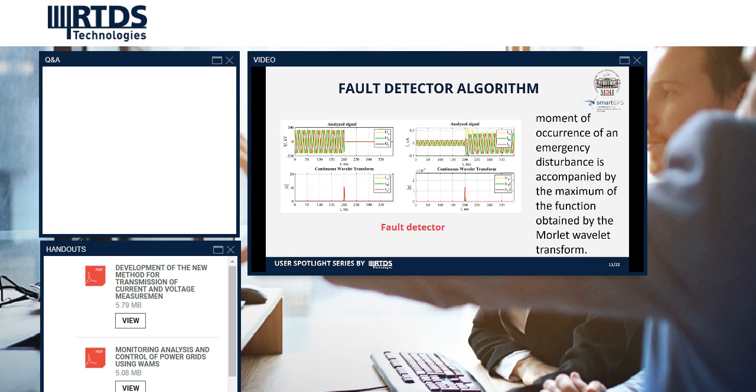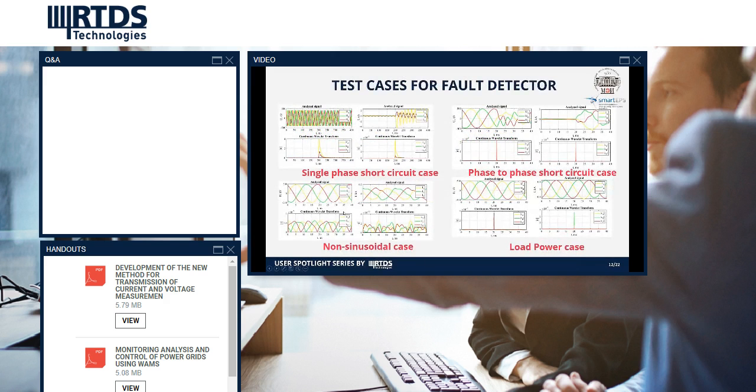To implement the proposed method in software, a wavelet transform is used, since it allows us to analyze the transient process and determine with a given accuracy the moment of fault. The application of the fault detector for various types of disturbances, short circuit, load power, and non-sinusoidal modes, was considered. To simulate the above-mentioned disturbances, the real-time digital simulator was used. It was found that the moment of occurrence of an emergency is accompanied by the maximum of the function obtained by a Morlet wavelet transform.